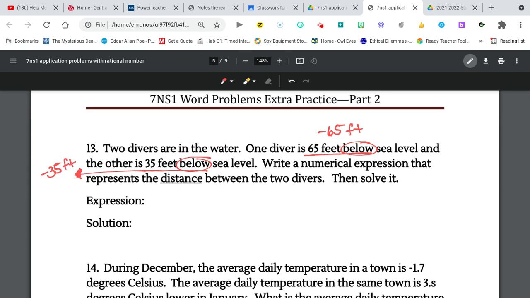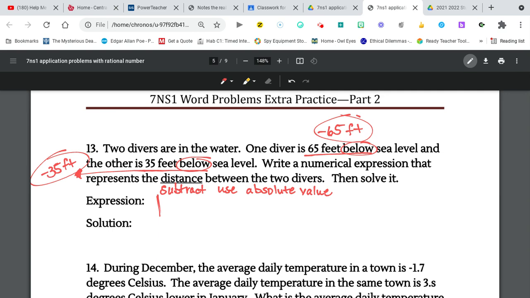It says write a numerical expression that's going to represent the distance. And of course, to represent distance, we have to subtract and we have to remember to use absolute value because distance can never be negative, guys. So we want to make sure we use absolute value. So when I get ready to write the expression, I don't care what number you put first because you're putting it in absolute value. All you need to do is subtract these two numbers. Doesn't matter which one you put first.